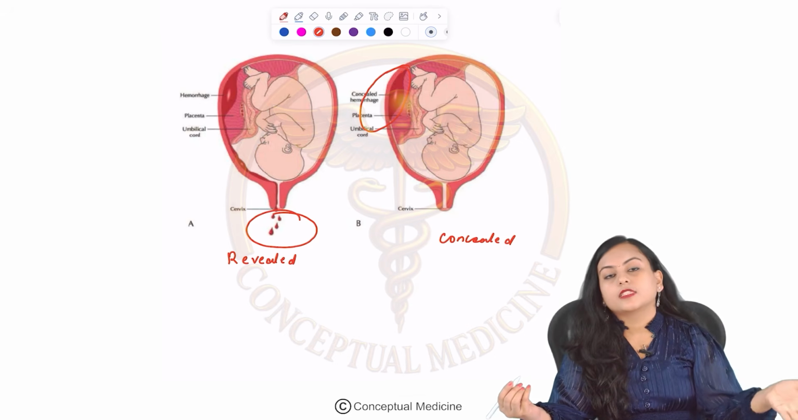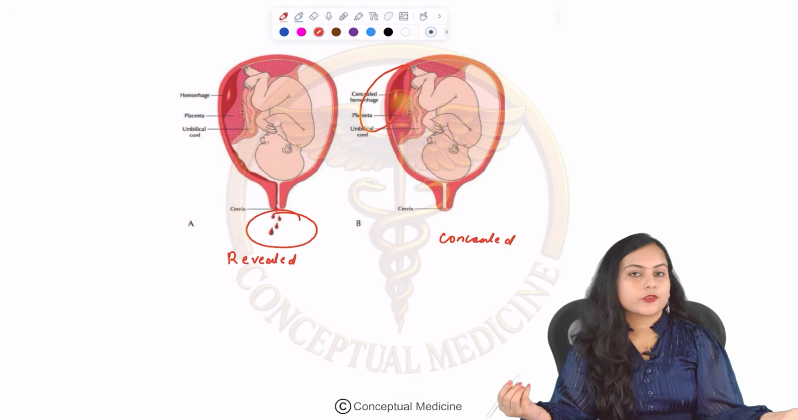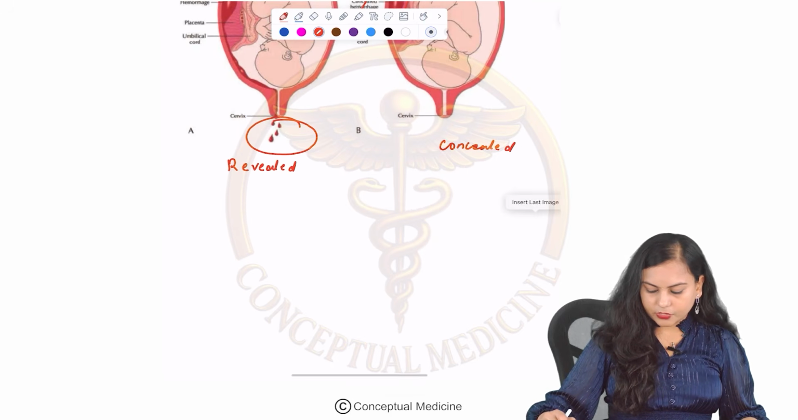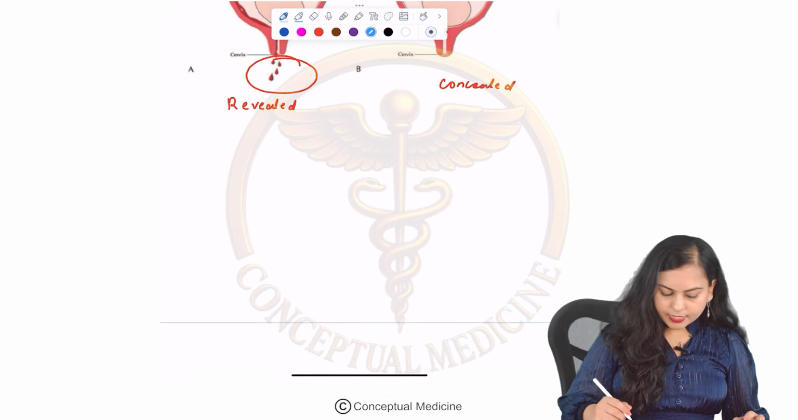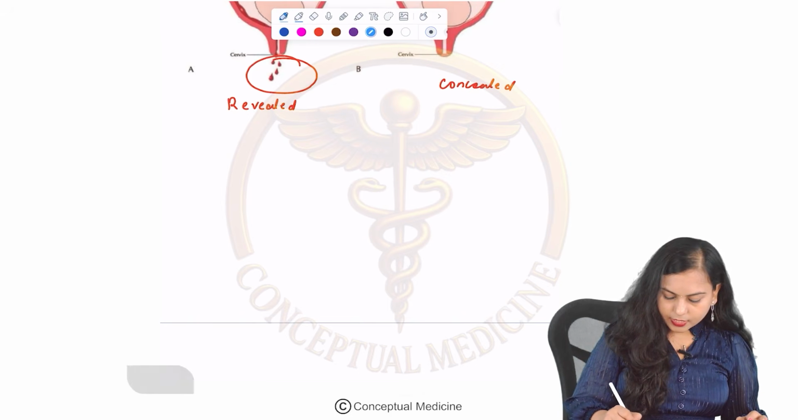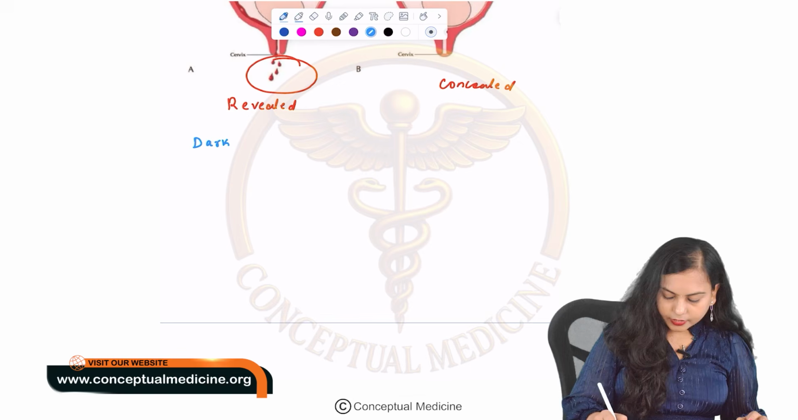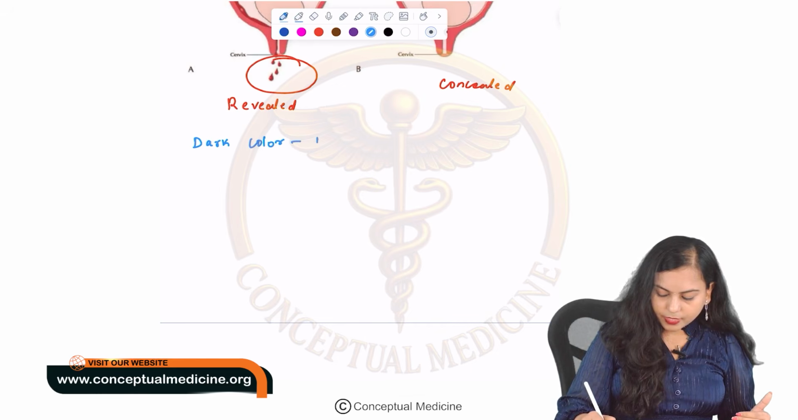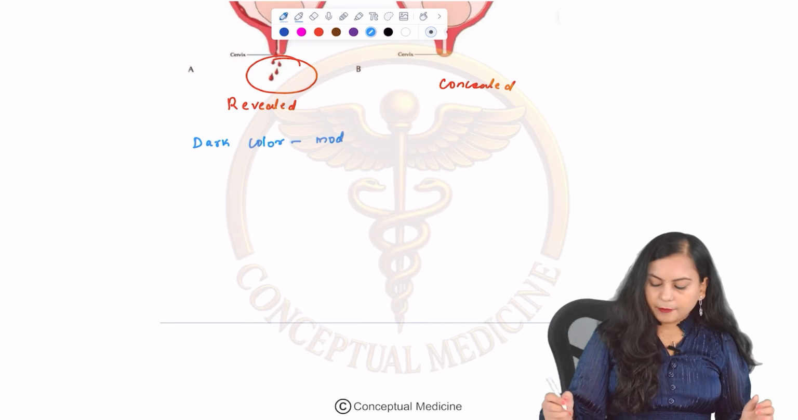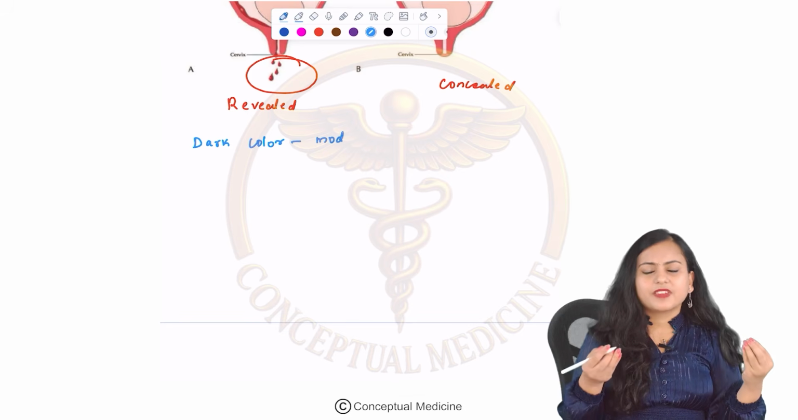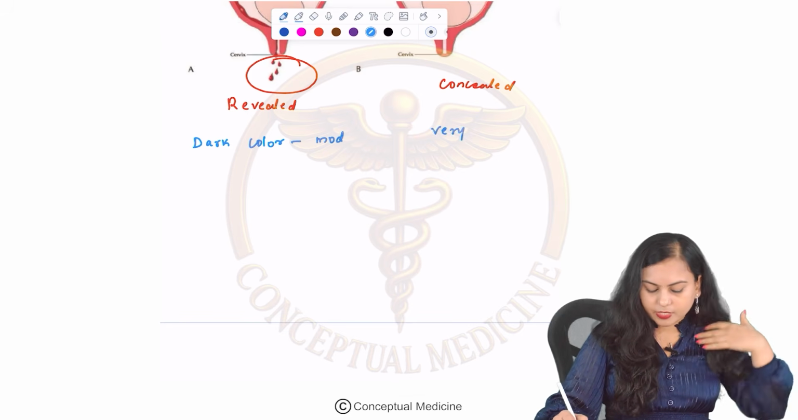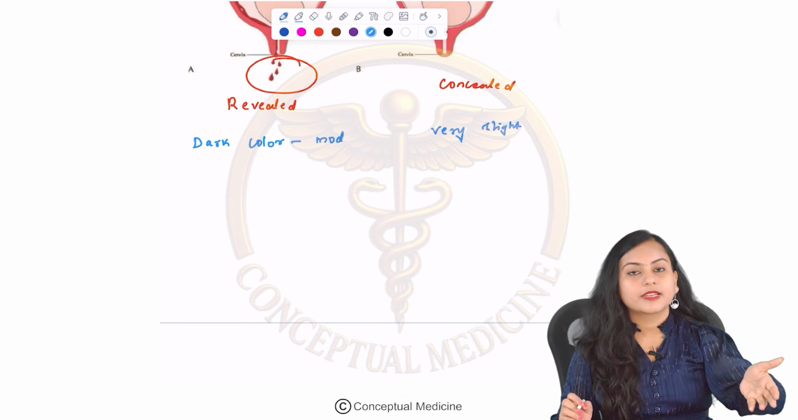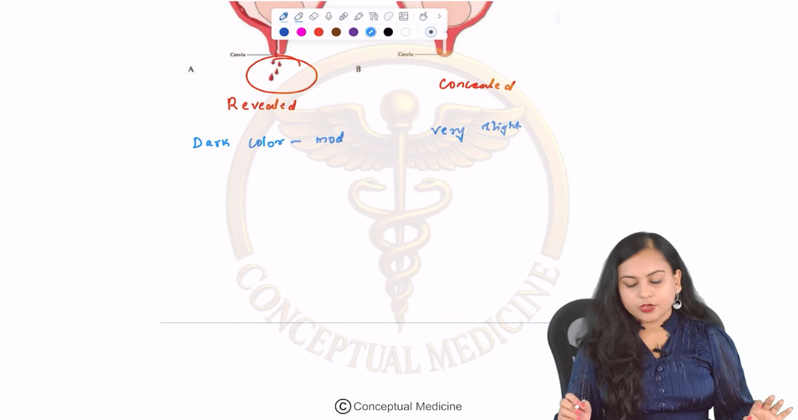Now, tell me which is going to be the most dangerous one? Yes, it is going to be the concealed type, right? Now, let us see the difference between these two. In revealed type, you will be able to see dark colored bleeding, because abruption itself is a dark colored bleeding, right? That will be up to moderate level, okay. But in concealed type the bleeding will be very slight. It can be present, but it will be very slight, or it can present as a blood stain discharge. The patient won't be able to realize that it is a bleeding as such. Okay, yes.